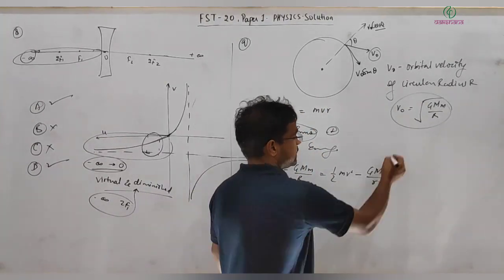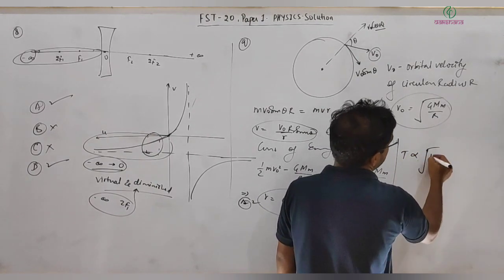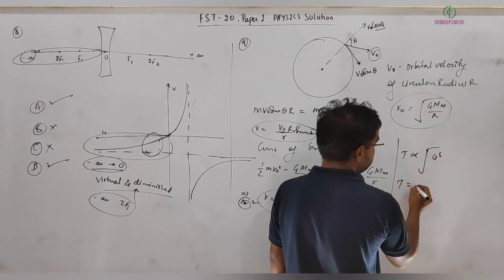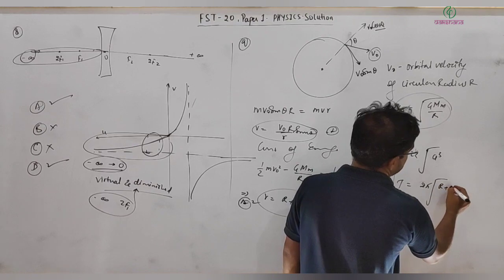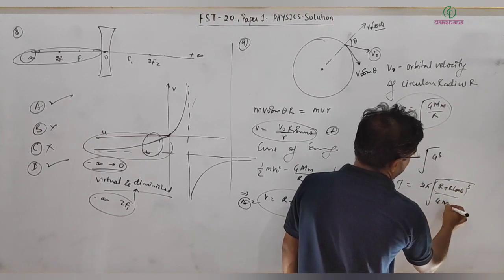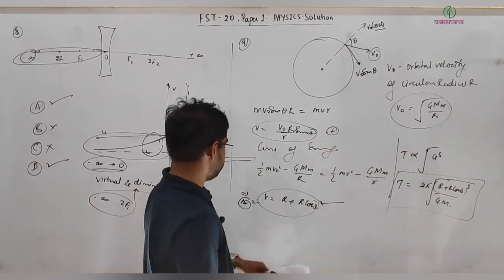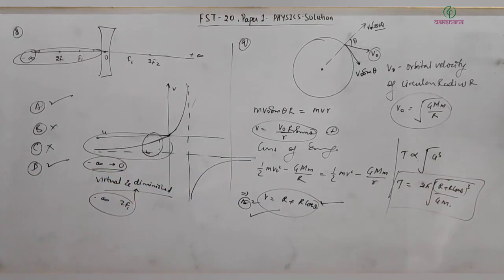In that case, its time period will be proportional to the square root of r cubed, the semi-major axis cubed. So I can write T equals 2 pi under root of (r plus r cos theta) whole cube divided by GM. Based on that, your C and D options are also not right, so only A is correct. This is problem number 9.